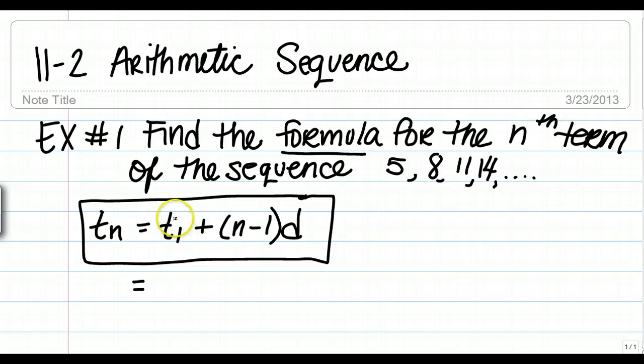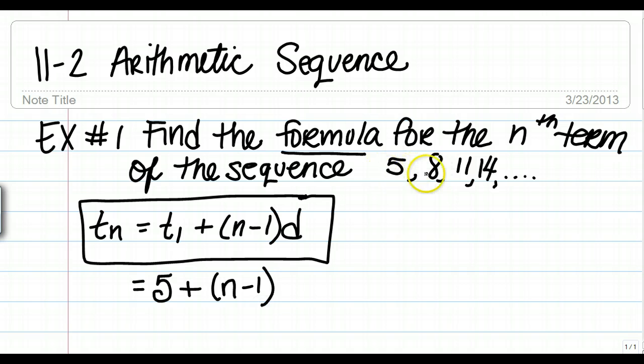T1 is your first term. So if you look here, your first term is 5. You are finding the nth term, so it's not asking you for a specific term. Sometimes it'll ask you for like the 6th term, and that means you'd have 1, 2, 3, 4, 5, 6, and you'd be finding the number 6. In this case, it's just the nth term.